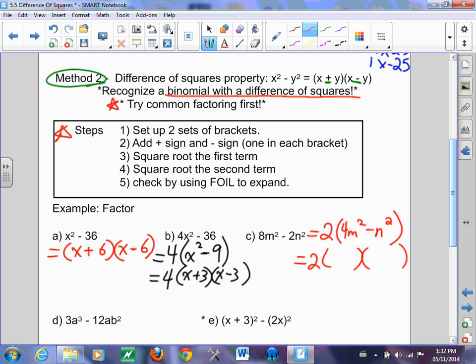So you set up 2 brackets, one positive, one negative, and take the square root of the first. You take the square root of the 4 and the m squared, so it should be 2m for both terms at the beginning. And the square root of the last, the square root of n squared, is just n.